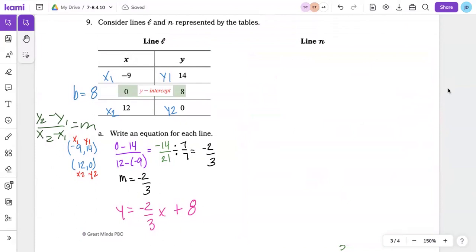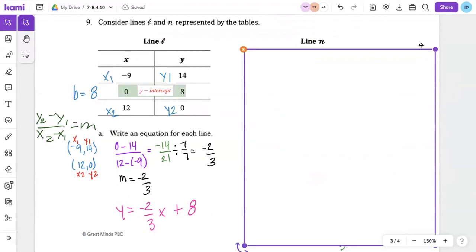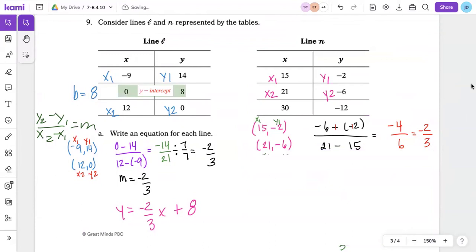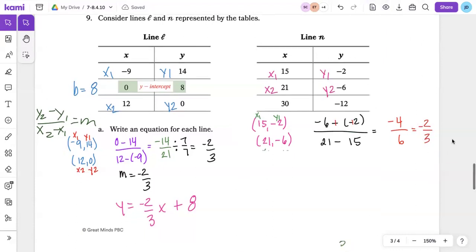All right, for line N, I want you to quickly find your slope on your own, and then I'm going to show you how you can find your y-intercept when it isn't just given for you. So the slope you should have gotten for line N is -2/3. I chose these 2 points. You might have chosen 2 other points. That's okay. But either way, you should have gotten the slope of -2/3.